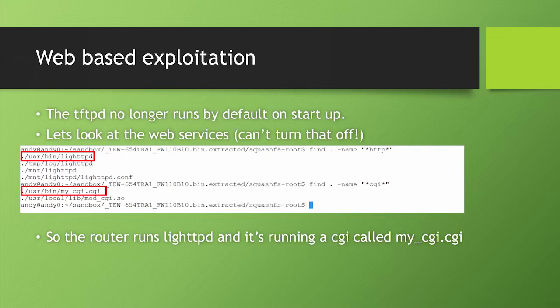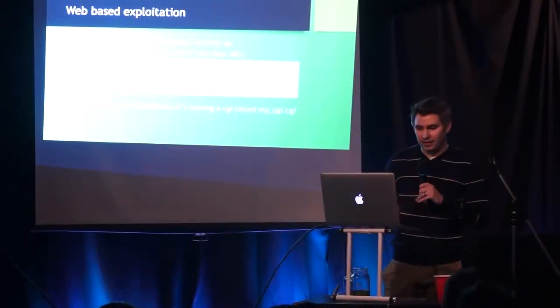So we're going to search the file system. So I ran find . -name http*. And what that did is it found a whole bunch of binaries in that directory. And one of them is lighttpd. That's the web server that runs on the router. Okay? It also found, I did a search for CGIs as well, and it found my_cgi.cgi. And that's the main CGI that runs on this particular router. So we're going to want to take a really good look at that.